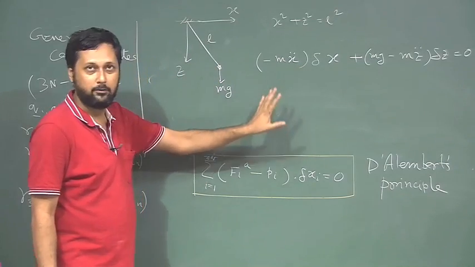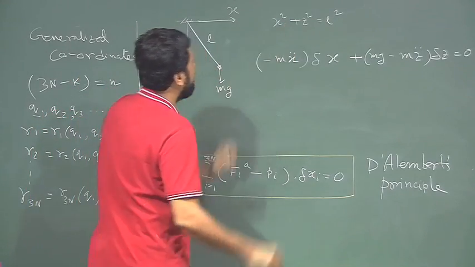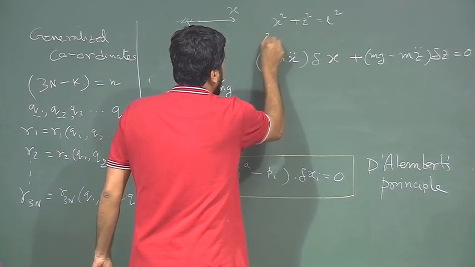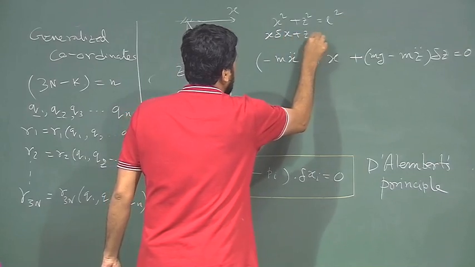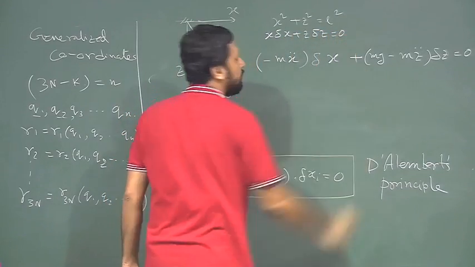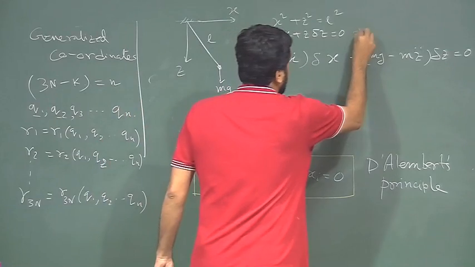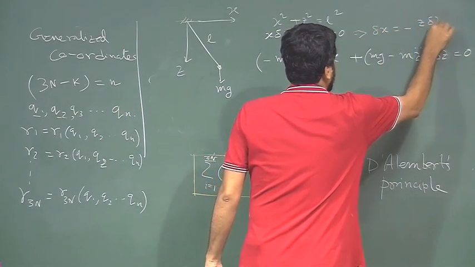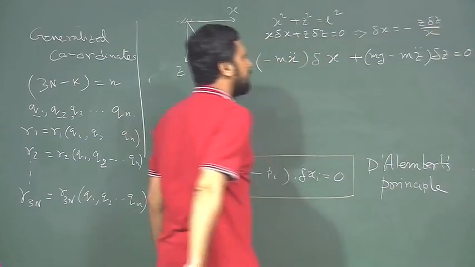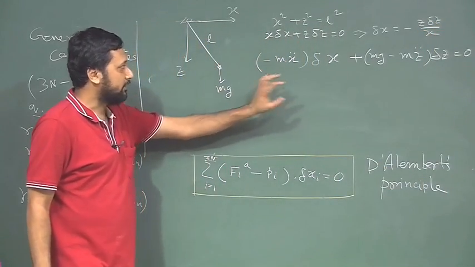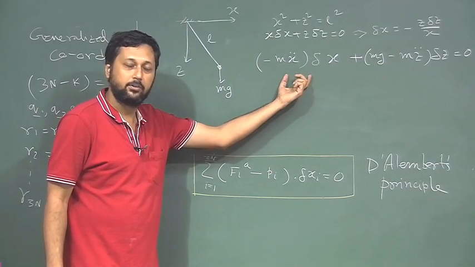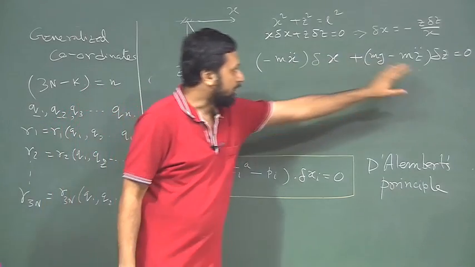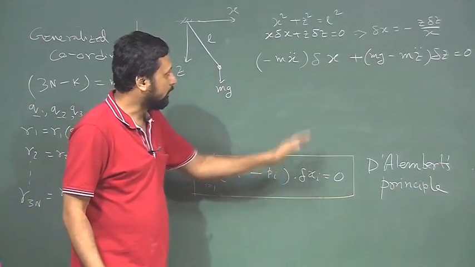It is not extremely helpful, but what we can do is use this equation and reduce this: x delta x plus z delta z is equal to 0. This readily gives delta x is equal to minus z delta z by x. So, as it is, D'Alembert's principle is not very helpful, frankly. Just like this, we can write a long equation which has all the terms in it.